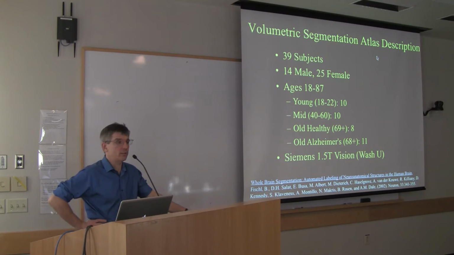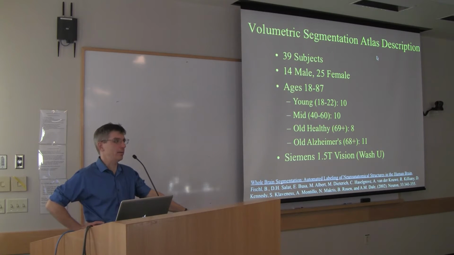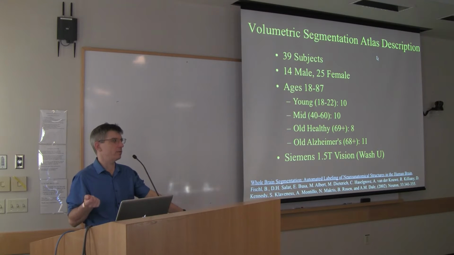So we have an atlas that has all of these labels in them. The atlas is probabilistic, that is, it was generated from 39 subjects. For every point in the brain, we have a probability that that point in the brain is, say, hippocampus, or ventricle, or white matter, or cortex. So we have a probability based upon these 39 subjects.